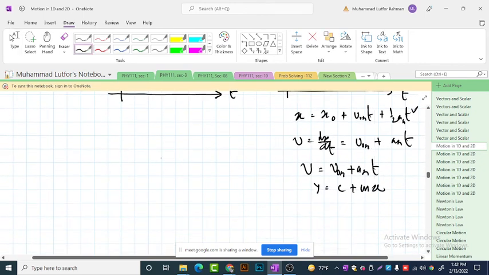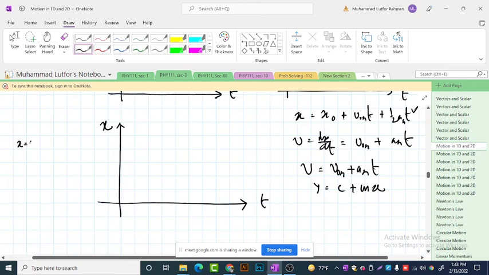Alright, now what about the displacement versus time graph? What would that be? So this is your time, and this is your displacement in one dimension. I am talking about the one dimensional case right now. What would the displacement versus time graph be if the particle moves at a constant acceleration? Any of you have any idea? Alright, look over here.